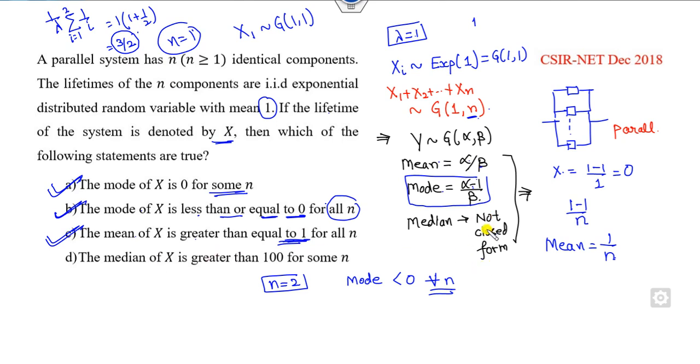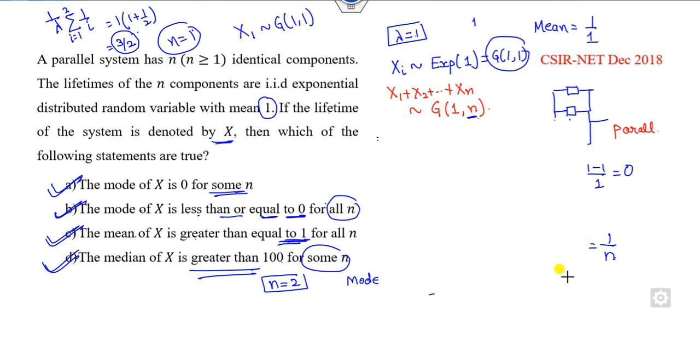Since the mean is not given in closed form, it can be anything. It can be greater than 100 for some n, that's true. If it is given that for all n, then it is not true. So that's a simple way you can see the right answers are all correct. You may think about it this way, then you have to think about the reliability of the parallel component. But from here you can find the mean.